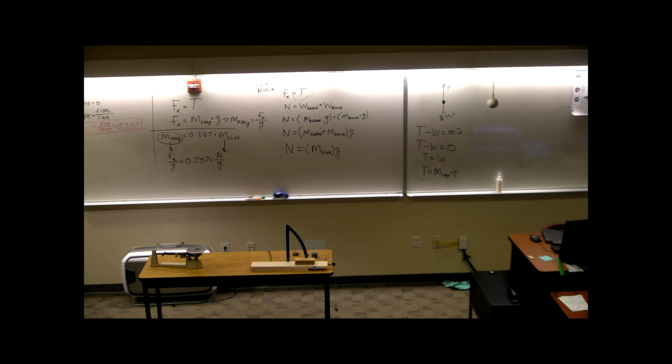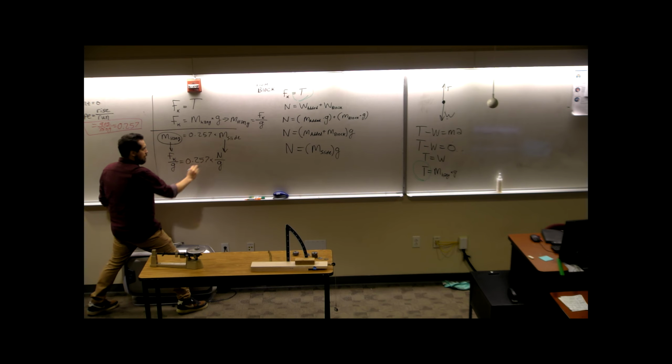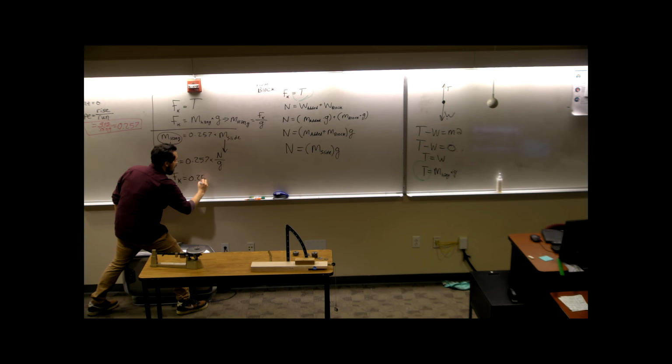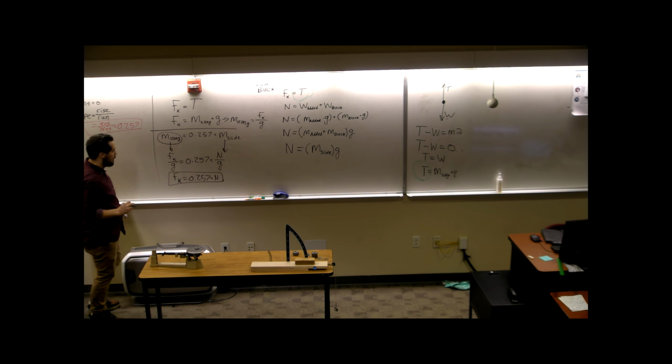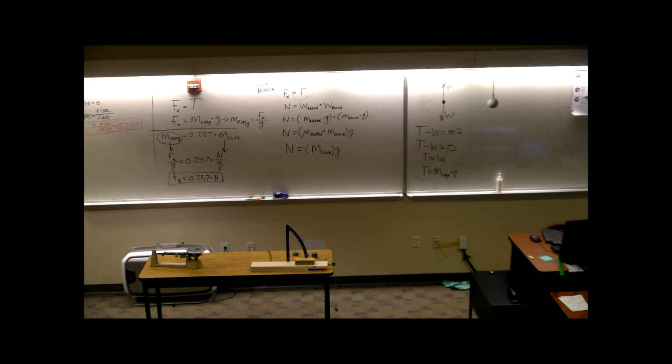We see where that came from, yes? Hopefully? Because this gets us to a very important relationship. g is on both sides of the equality. So that cancels out. We end up with the force of kinetic friction is 0.257 times the normal force. We get a relationship that specifically tells us about the relationship between the kinetic friction and the normal force.